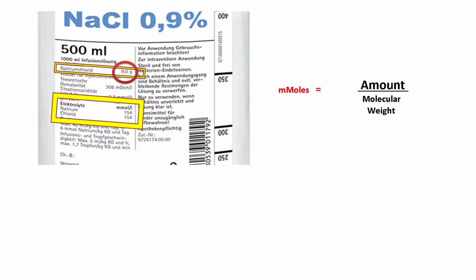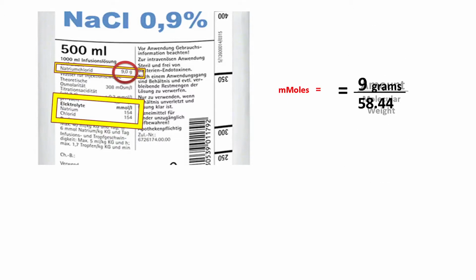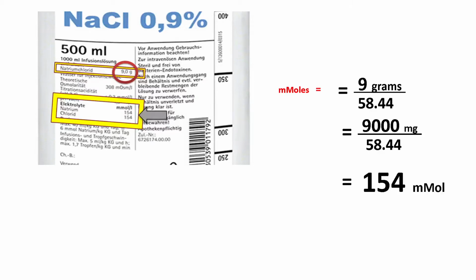So we know millimoles is equal to amount by the molecular weight. And we know the amount is 9 grams, which is 9000 milligrams, divided by the molecular weight of sodium chloride, which is 58.44. 9 grams is converted to 9000 milligrams, since we are equating in millimoles. So 9000 milligrams divided by 58.44 milligrams will give the value 154 millimoles.